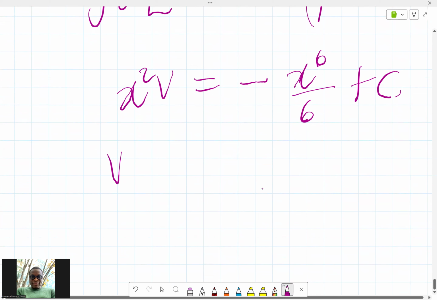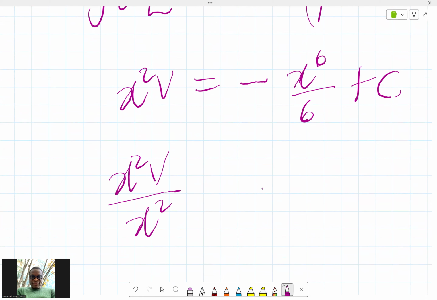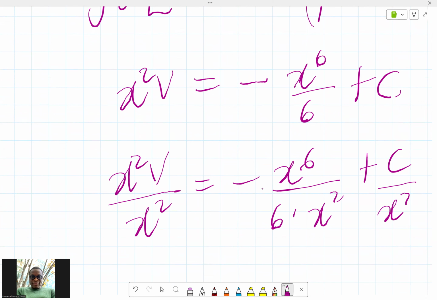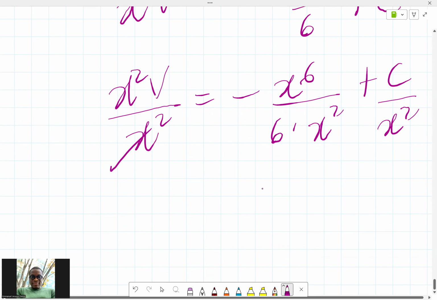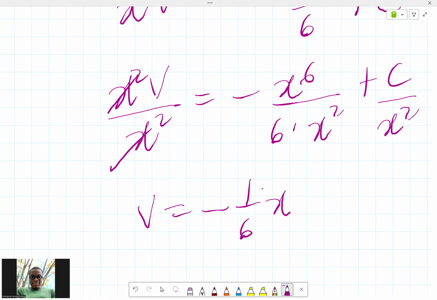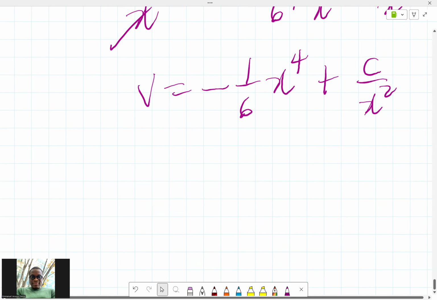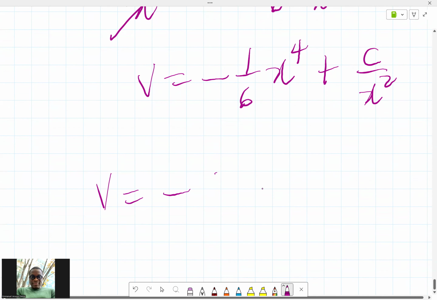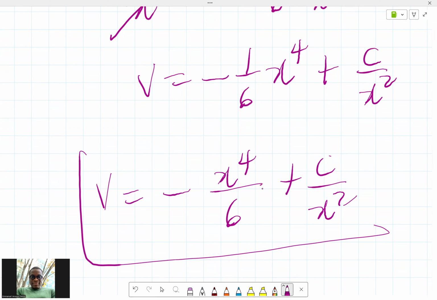So we have v now. You can divide through by x squared. So we have x squared v over x squared equals minus x to the power 6 over 6 times x squared, plus c over x squared. This cancels out, so v is equal to minus 1 over 6 x to the power 4, because 2 of these cancel 2 of these and you have 4 left, plus c over x squared. I can write this better as minus x to the power 4 over 6 plus c over x squared. So that is v.